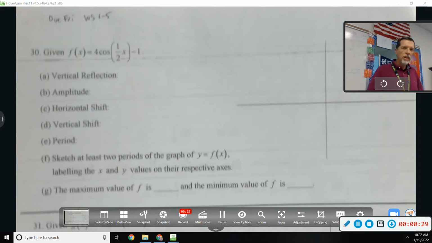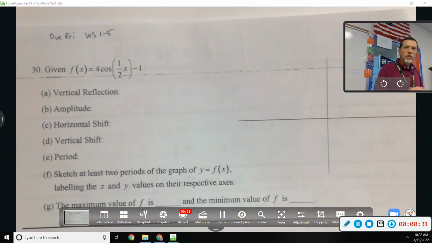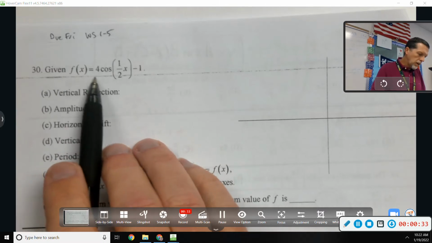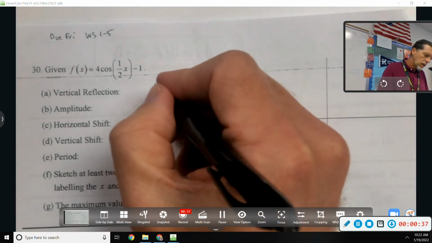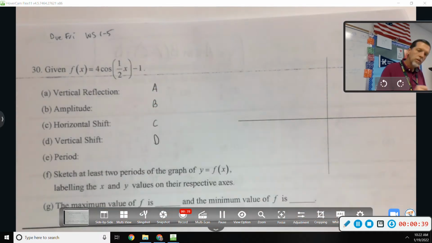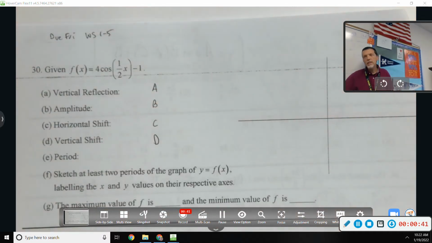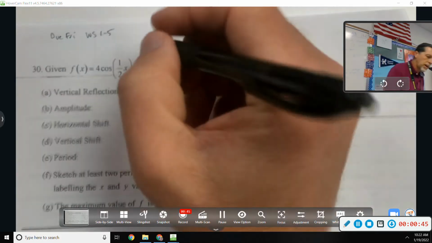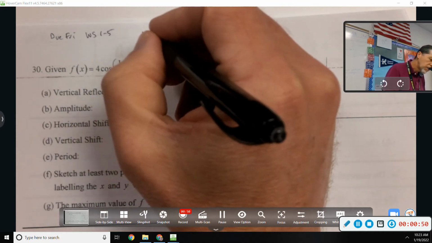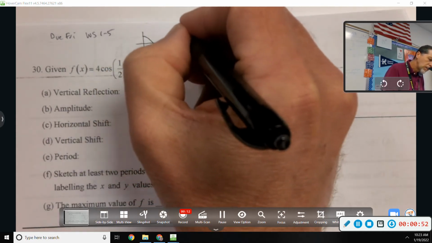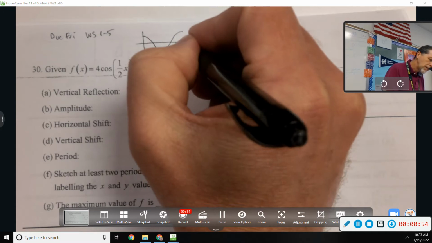All right, number 30. Cosine. Y equals 4 cosine 1/2 x minus 1. So I want to do the ABCD, figure out the properties, and then use them in reverse, DCBA. But I think what would be helpful is to do a parent function cosine so I know basically what my graph should look like.